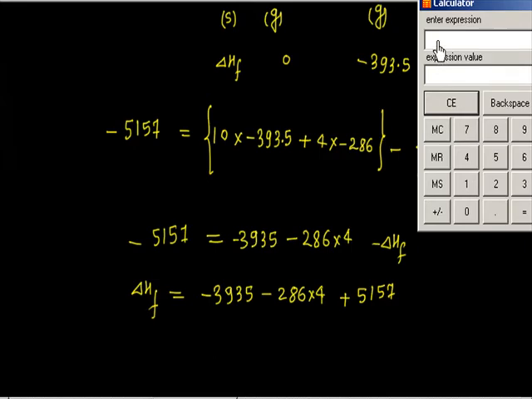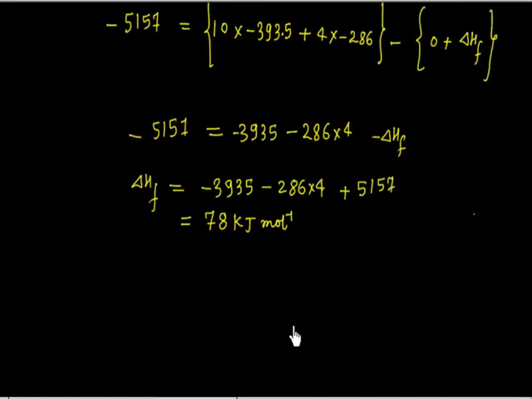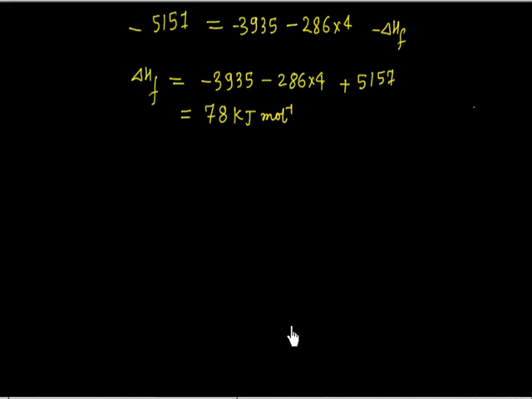Now calculate this value: minus 3935 minus 286 into 4, plus 5157. This is in kilojoule, and it comes out to 78 kilojoule. With a plus sign, the heat of formation of naphthalene is plus 78 kilojoule per mole. Are you getting it? Now I will use the bond energy data. We can write the heat of formation of C10H8 using another form also.